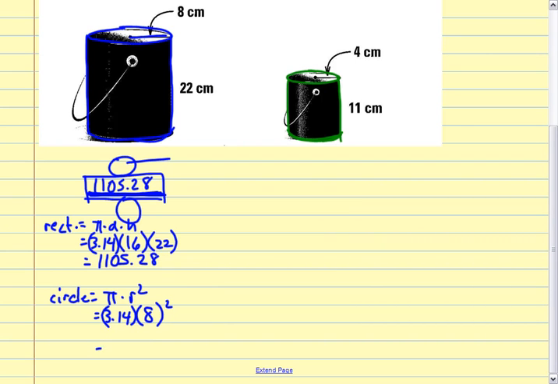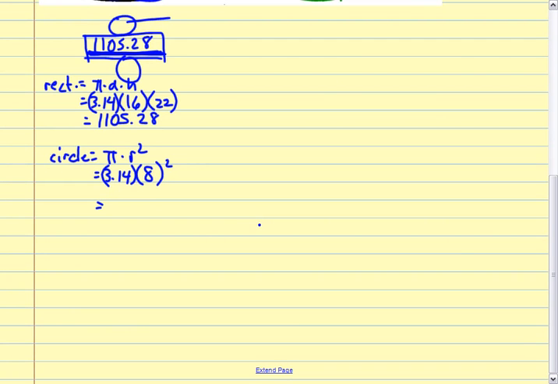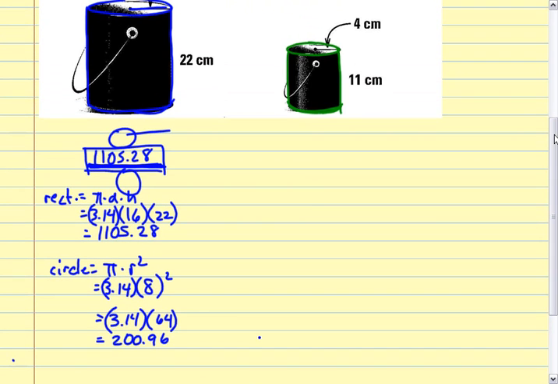8 centimeters. Okay, now let me extend the page. I'll go back up there so we can see. But that's going to give us 3.14 times 64. Who can tell me what that equals? You've got your calculators. Emma, what do you have? 200.96. Now, Emma, that means that this circle on top is 200.96. What's this circle on the bottom? 200.96. So what's the area of this entire can?